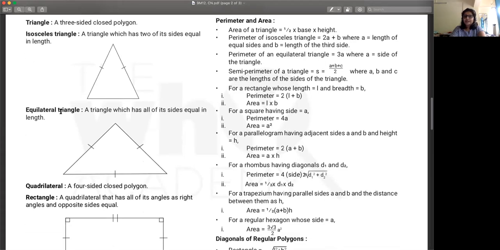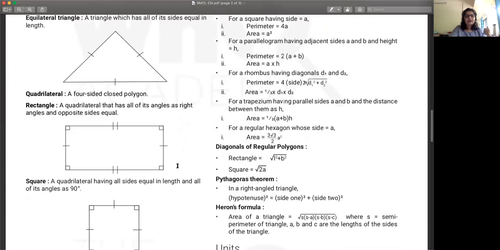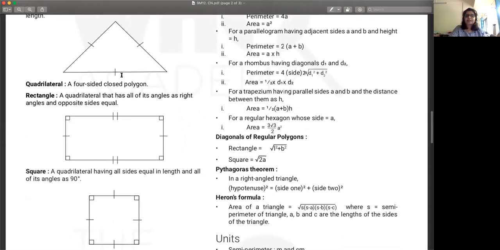Then you've got the equilateral triangle. What do you mean by equilateral triangle? All sides are equal and all angles are equal. So each angle will be 60 degrees. Correct. Then we've learned about quadrilaterals.